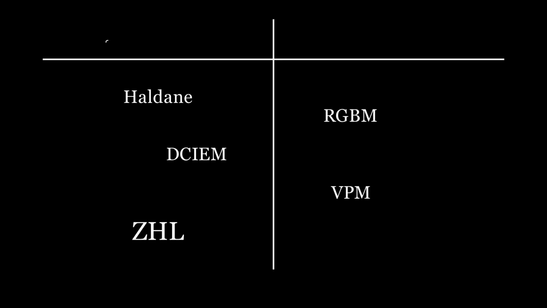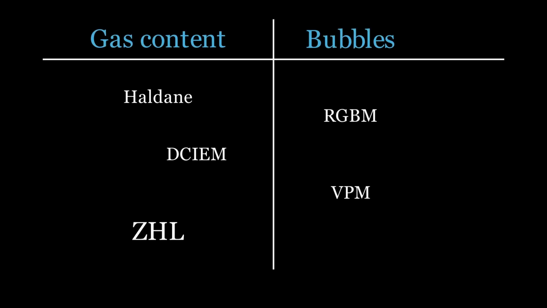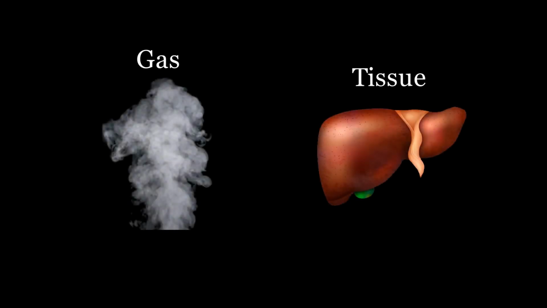There are several decompression algorithm models, like Haldane, ZHL, DCIEM, RGBM, VPM, and many more. They can be divided into the following categories: gas content models and bubble models. In this video, we will focus on the gas content model, especially Haldane model and ZHL. In gas content models, the decompression profile is calculated by tracking the amount of inert gas absorbed by the tissue and how much gas can leave the tissue without causing any decompression sickness.